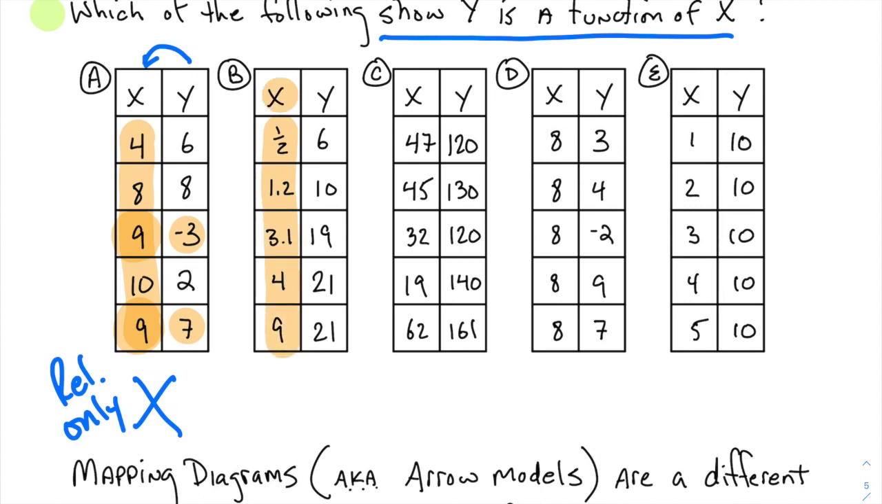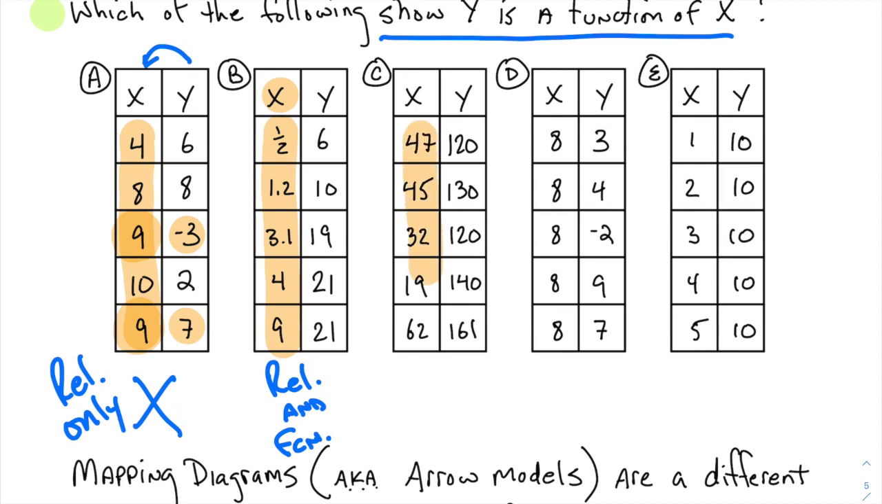Look at this one. Notice how there's no duplicates. 1/2, 1.2, 3.1, 4, and 9. There's no duplicates. This is a relation and a function. I'm abbreviating function, FCN, function. So it's a relation and a function. Now, we don't know what other pieces of data might show up, but what we have presented to us is a function.